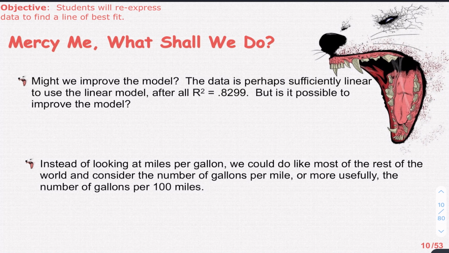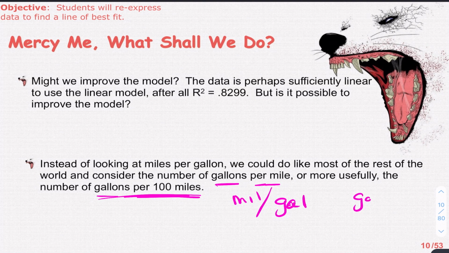So instead of looking at miles per gallon, like we normally do in the US, we could do like most of the rest of the world and consider number of gallons per mile, or more usefully, the number of gallons per 100 miles. And instead of looking at miles per gallon, we look at gallons per 100 miles, doesn't that look like a 1 over x function, or the reciprocal function?